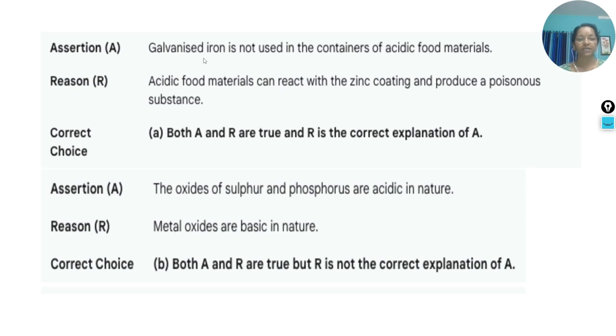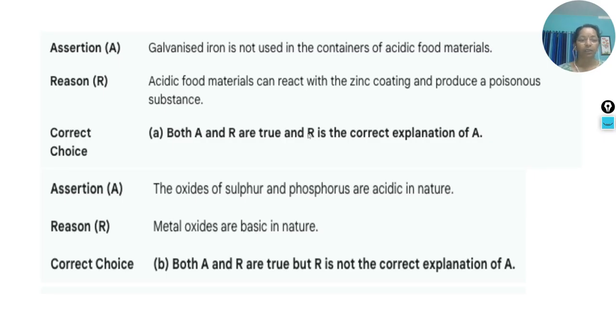Galvanization means coating of zinc over iron metal, iron instruments or iron pieces, on the surface of iron pieces. That is what is called galvanization. So A is correct and R is also correct. Both A and R are true and R is the correct explanation of A.